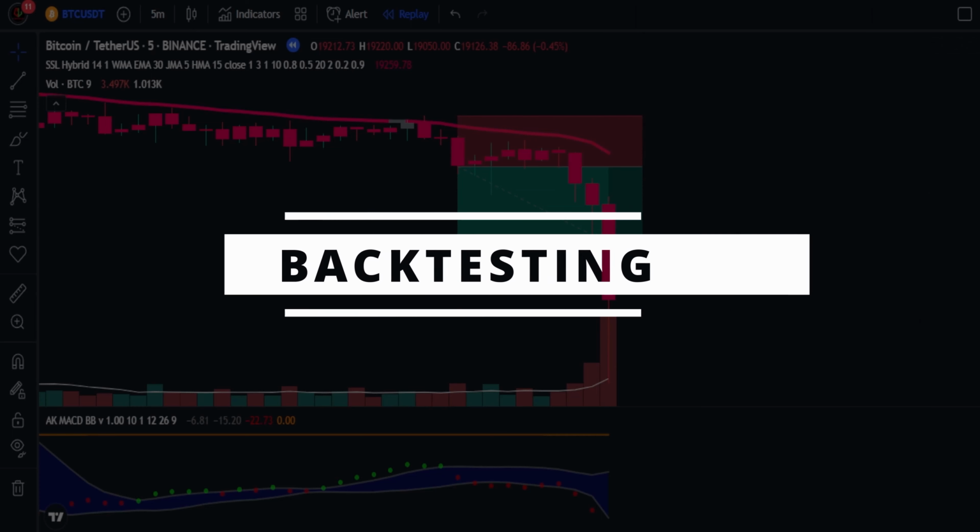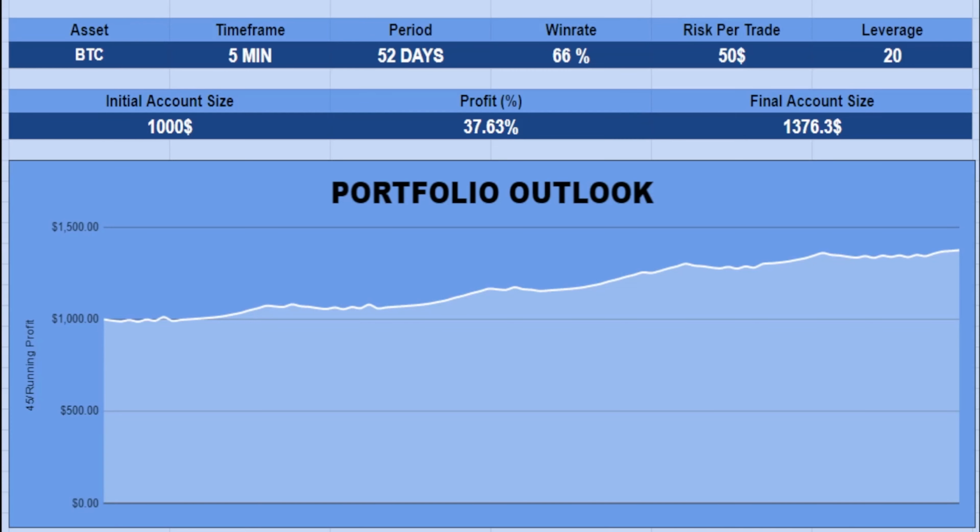Backtesting. I hope you understand the rules of this strategy. Now, let's find out its win rate. I backtested this strategy 100 times. Now, here are the results. I've tried the strategy on Bitcoin using a 5-minute time frame.